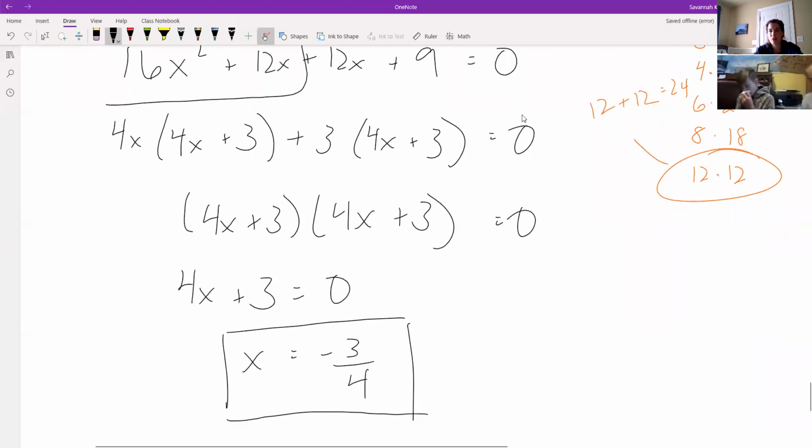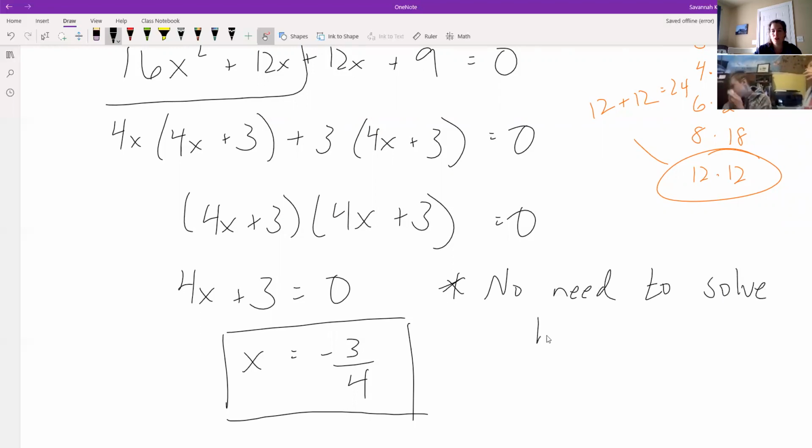So after all of that extra work that we did to factor this, at least we get a little bit of a break at the end. We don't have to solve for 2 x values. We only have to solve for 1 x value. So I'm going to write: no need to solve both factors since they are the same.